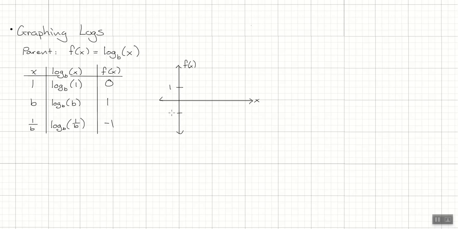1, -1, that's a piece of cake. I want to see what you guys come up with. If it would help, you're not going to be able to put real nice numbers here because we don't know what b is. If it'll help make it easier, replace b with 2. That makes it pretty easy. 1, 0, 2, 1, and 1/2 and -1. Those are easy points to graph.